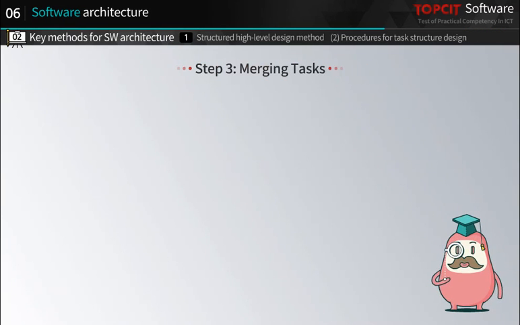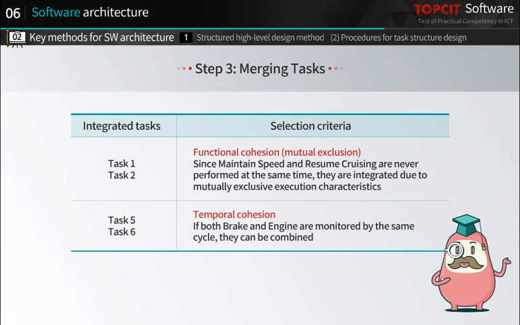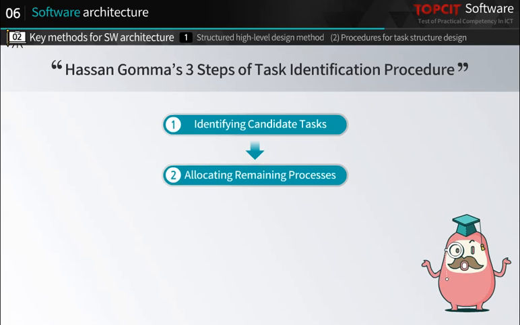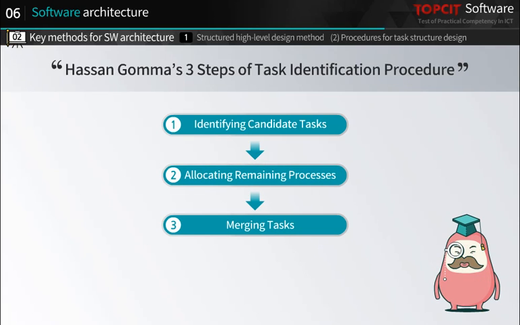Next is merging tasks. The automobile cruise control example shows the cases where task integration is possible as per the table. The table shows which tasks have been integrated, how they were selected, and the criteria definition. For example, you can see that Task 1 and Task 2 integrate due to functional cohesion. That is, mutually exclusive execution characteristics. We will complete the task structure of the automobile cruise control system through task candidate identification, remaining process allocation, and task integration.